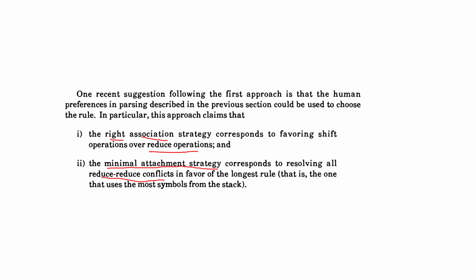So if you have a reduce conflict, say one rule is noun phrase gives an adjective followed by a noun phrase, and another is simply noun phrase gives a noun. The longest rule principle is that you prefer the production with the longer right hand side. So when you have a conflict like this, that is what the minimal attachment strategy is saying. Okay, so this is heuristic based determinism.